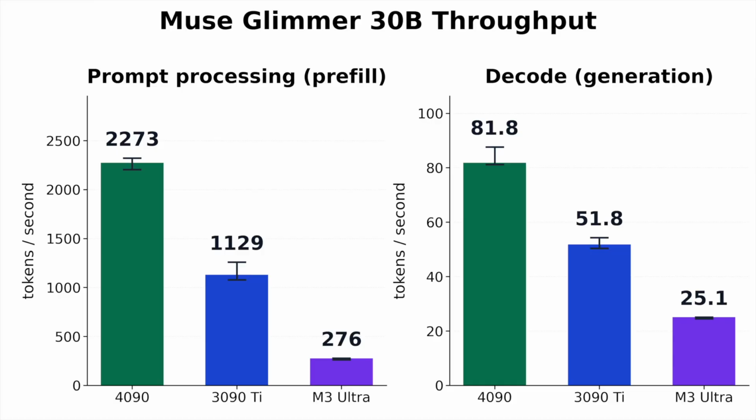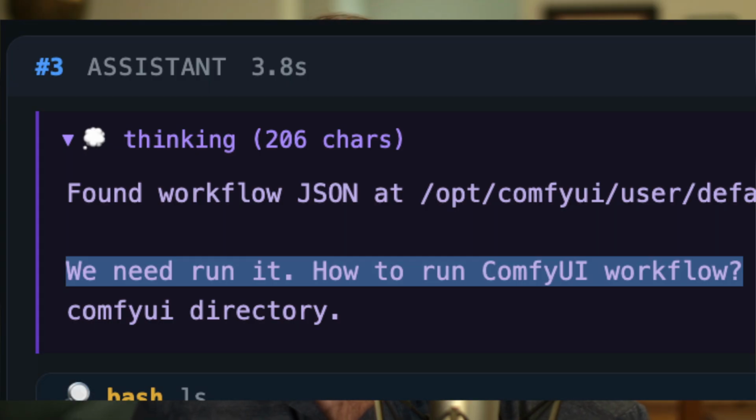What hardware do you need? How should you configure it? What kind of performance do you expect to get? And third, what makes Glimmer unique and interesting? It has some quirks with the reasoning and with its output.